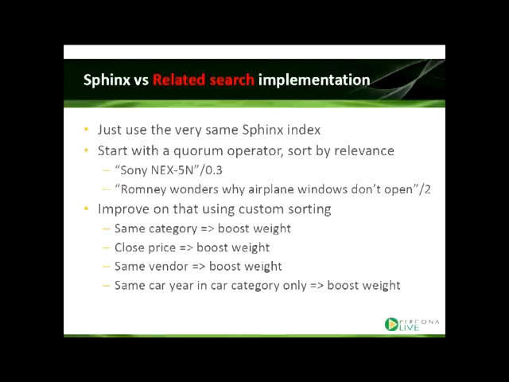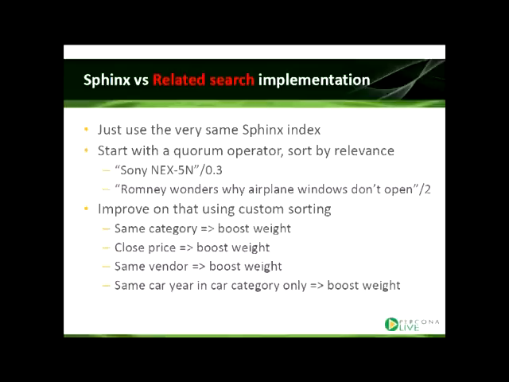using custom sorting. For instance, if the site in question is a product website and you're matching in the same category as the original search, well, let's boost the record weight a little. If the price is not the same but in the close range, let's boost the weight again. If it belongs to the same vendor that the user searched for, let's boost the weight again, and so on and so forth. Again, the Russian Craigslist is a nice example here.